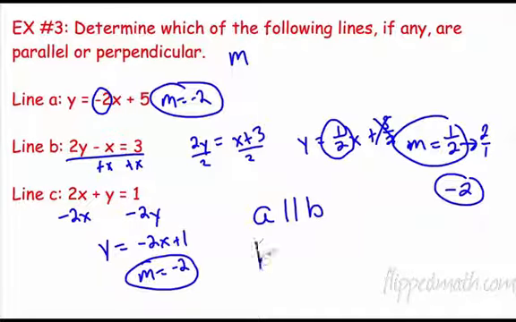So B, excuse me, that's not B. A is parallel to C. But B is perpendicular. The notation for that is an upside down T to A and C. All right, so we have A is parallel to C. A and C have the same slope. And B has a negative reciprocal slope with A and C, so it's perpendicular. Okay?